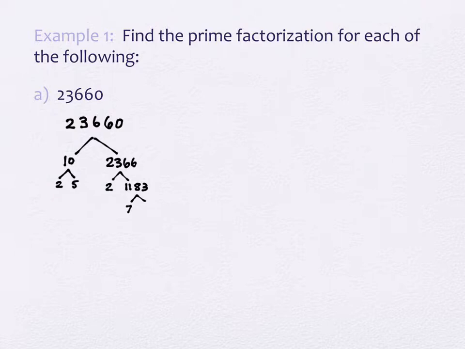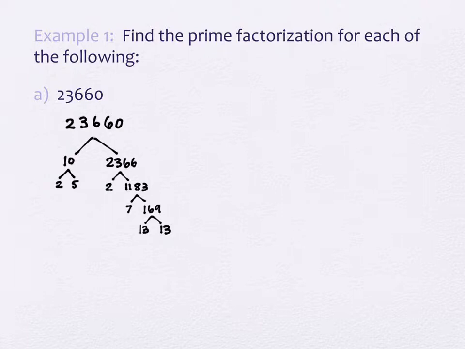What's the other factor when I divide by 7? 169. Do you recognize 169? Yeah, it's the square of 13, so it's 13 times 13. And at this point, I've broken everything down and they're all primes, correct?